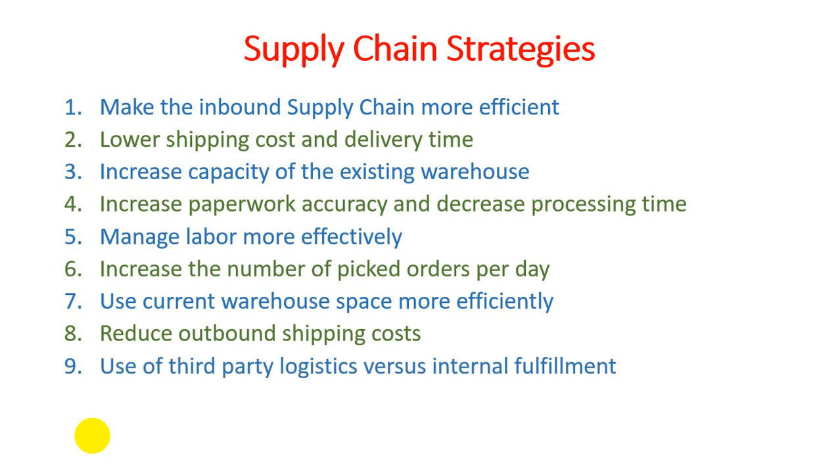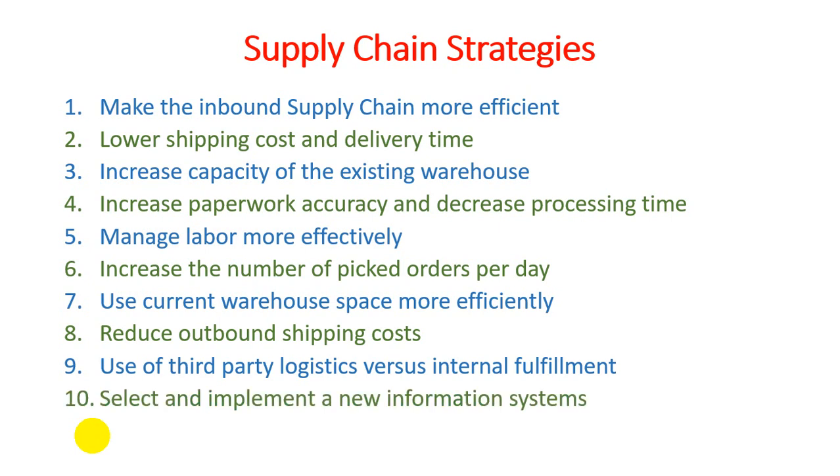Ninth one, use of third party logistics versus internal fulfillment, because every organization has some warehouses in a particular state or city. So it can easily be found that with third party logistics versus internal fulfillment, the delivery of the product is faster compared with delivering directly from the warehouses. So guys, it is nothing but a supply chain strategy that we discussed on this particular slide.